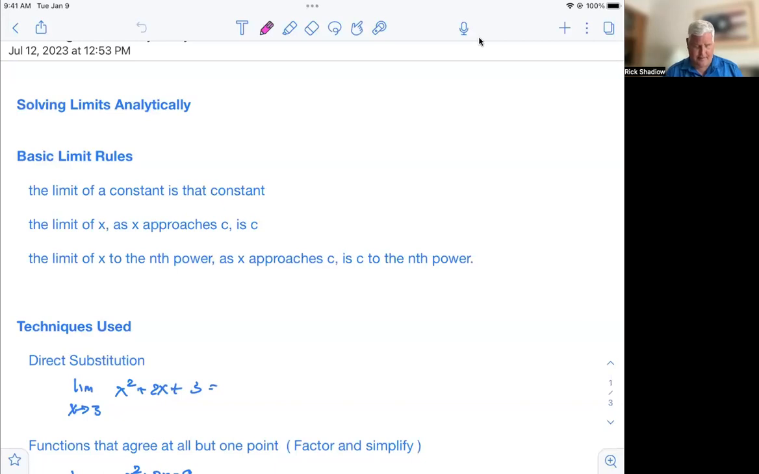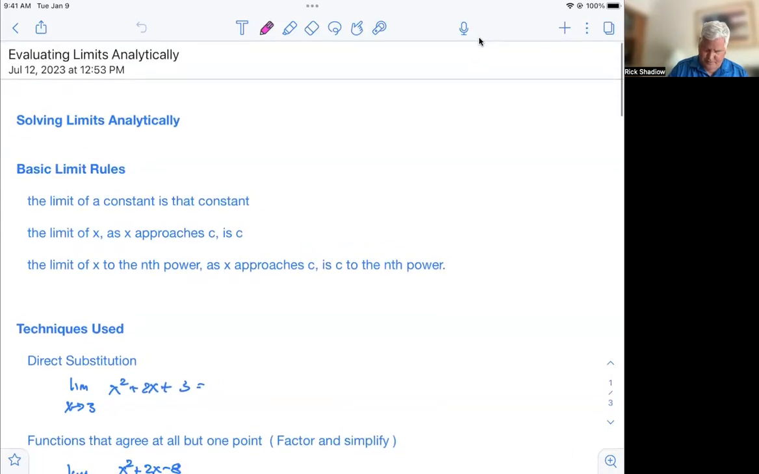Today we're looking at solving limits analytically, kind of algebraically, and some basic rules of those. Limit rules: we saw the limit of a sum, difference, quotient, and product last time, where the product, the quotient, the sum, or the difference of the limits. Three more that I want to take a look at here in basic limit rules, and that is, again, the limit of a constant is that constant.